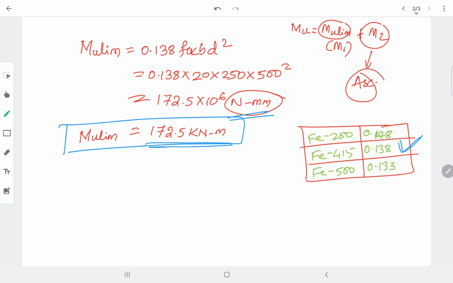Suppose he has not given the top or compression reinforcement, even though the beam is over-reinforced. If you are not able to judge the top reinforcement, you can easily predict the lesser capacity. Apart from that, we need to calculate many more things, that is C and T.